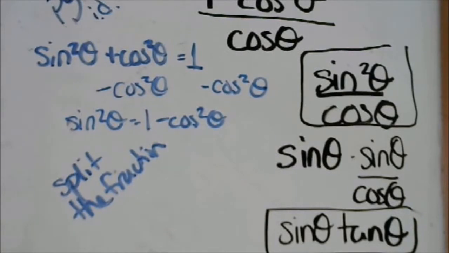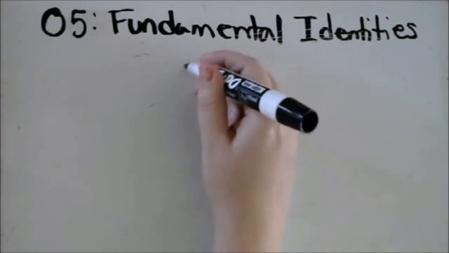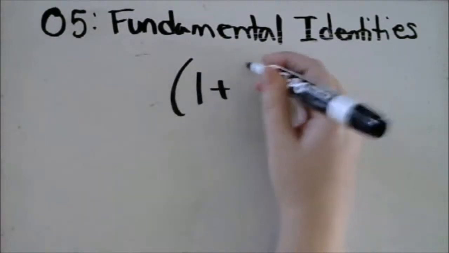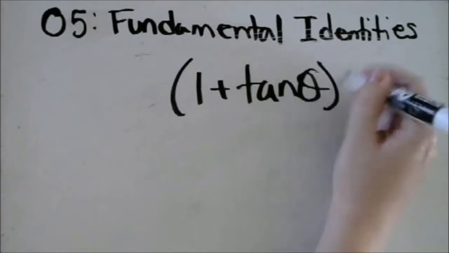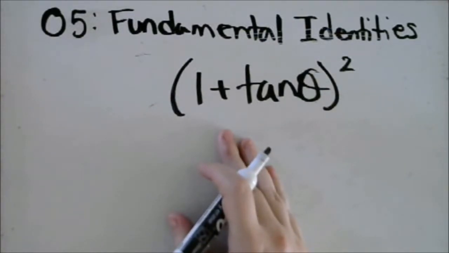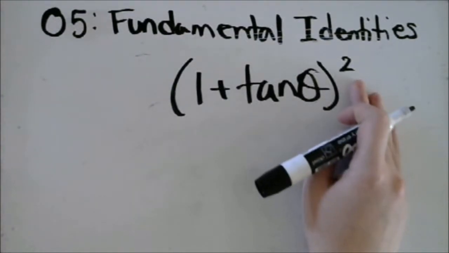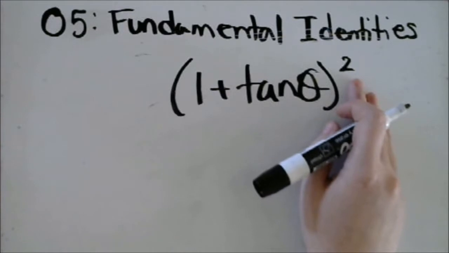Let's take a look at our next example. The next expression we'd like to simplify is 1 plus tangent theta squared. And really for this example, I want to make sure that you're familiar enough with distributive property and multiplying polynomial expressions in order to use those skills in trigonometry.